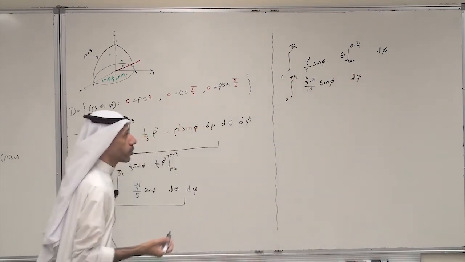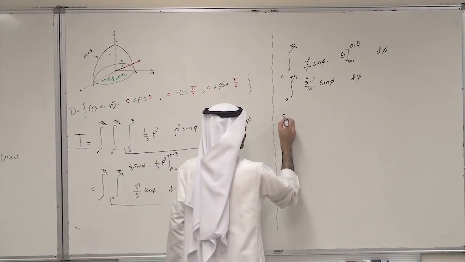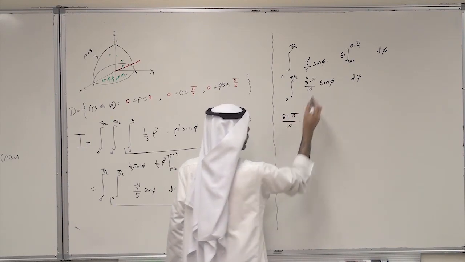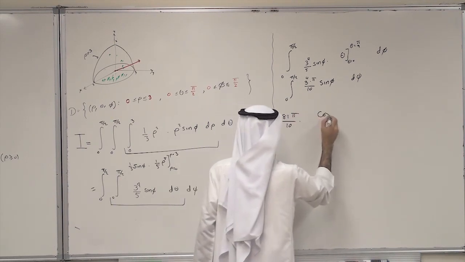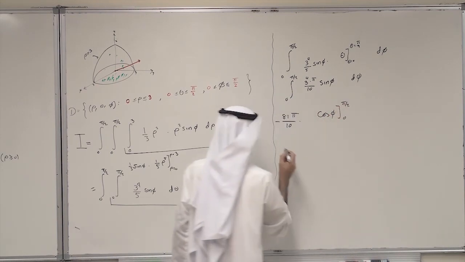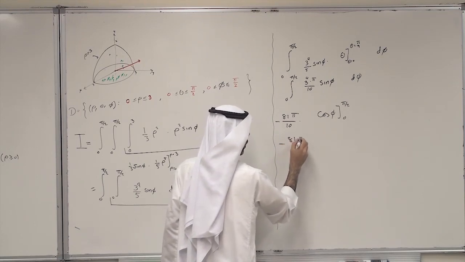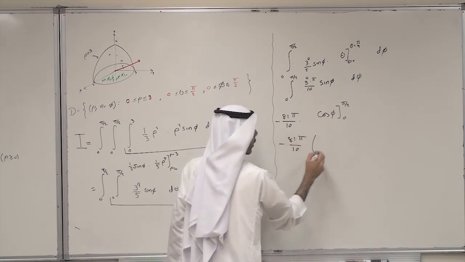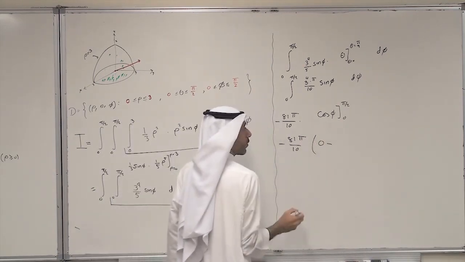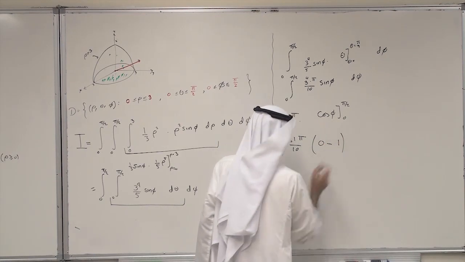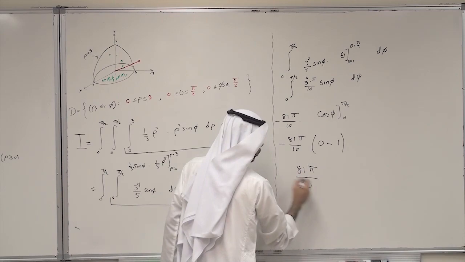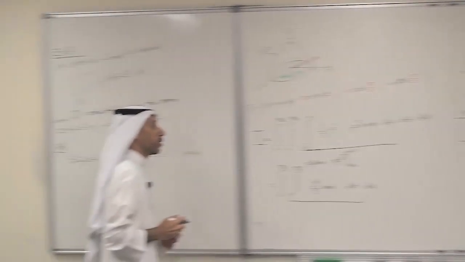You integrate again, so this is 81 pi over 10 times the integral of sine, which is minus cosine phi, from 0 to pi over 2. And this is minus 81 pi over 10 times cosine pi over 2, which is 0, minus cosine 0, which equals 1, and this is just 81 pi over 10. So this is the value of the integral.